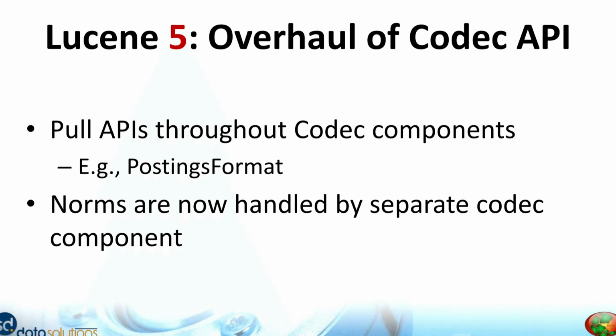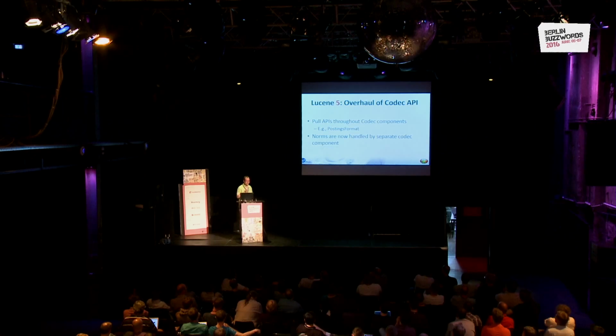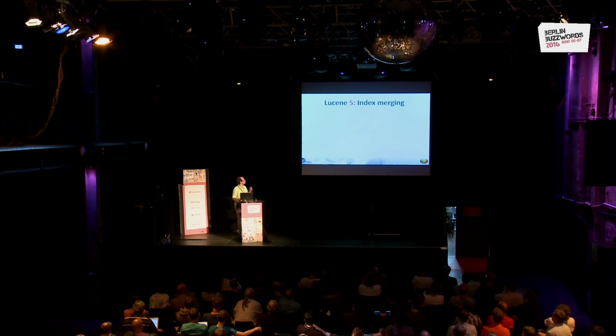Another thing in Lucene 5 was the overhaul of the codec API. You know, in Lucene 4, we started to make the indexing completely customizable, so you were able to write your own postings format. And because of that, we added a lot of new APIs during the Lucene 4 series. At some point, the API got a little bit not nice looking anymore, and because of that, Lucene 5 changed everything. Norms also get a separate codec component.